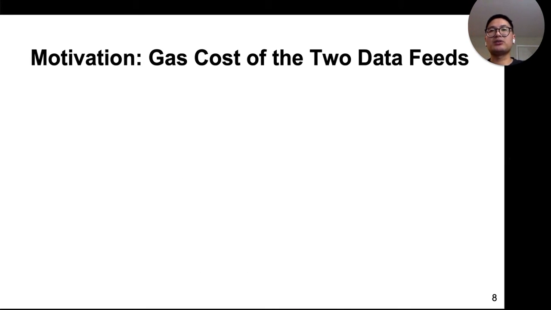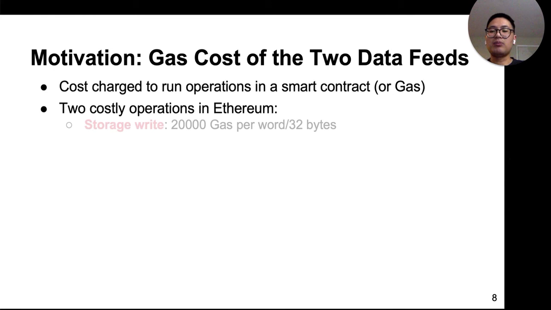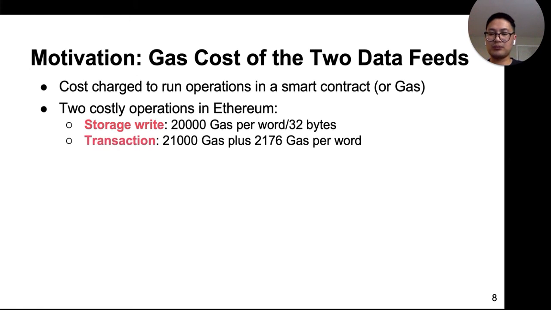Ethereum charges users when executing smart contracts. In the cost model, a storage write charges the user 20,000 gas, and sending a transaction costs 21,000 gas plus 2,000 more gas per word. By contrast, a hash is much cheaper.